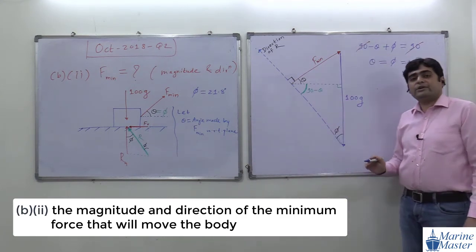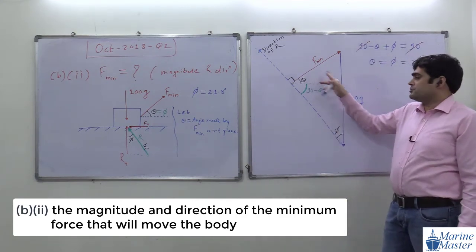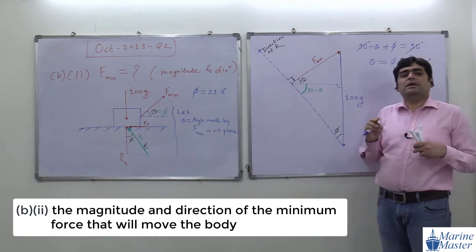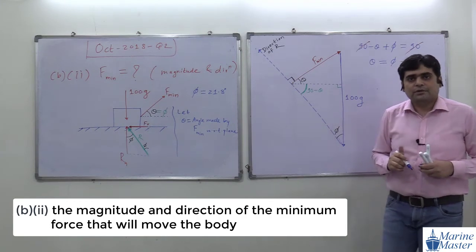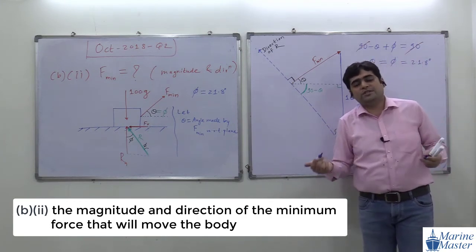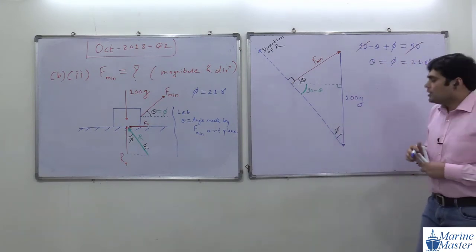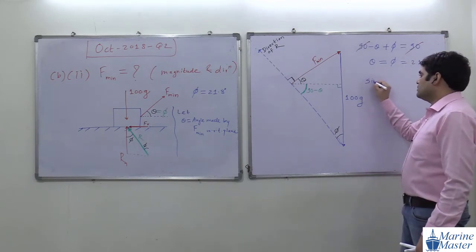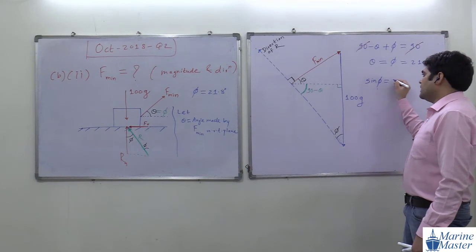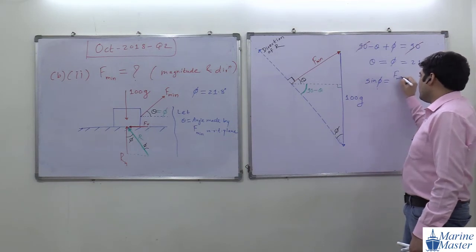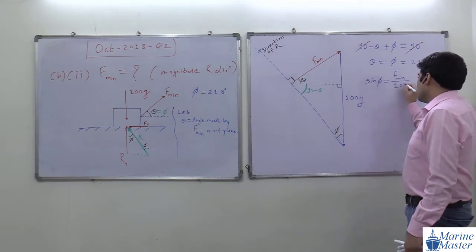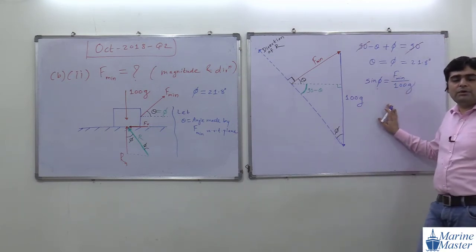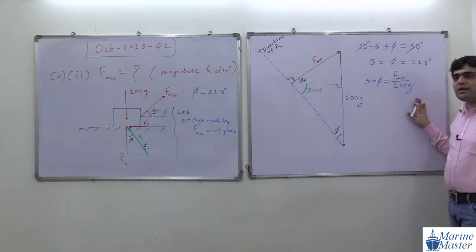So now my question is, F minimum is what? Opposite. 100g is the hypotenuse. What is the relation between opposite and hypotenuse? Sine, cos or tan out of these three? Sine, very good. So sine phi will be equal to F minimum by 100g.